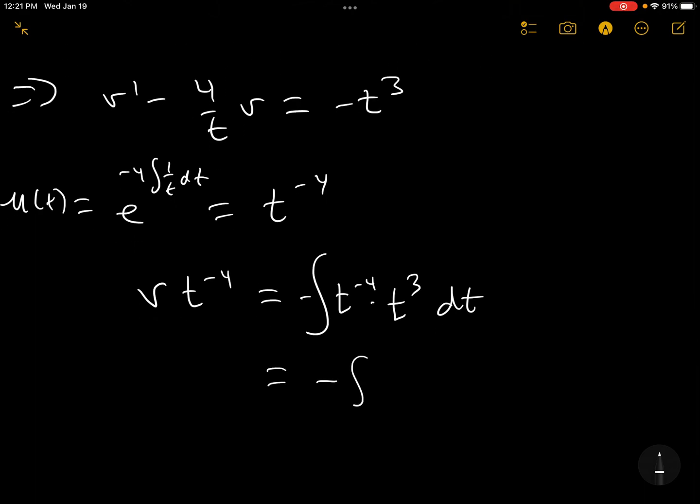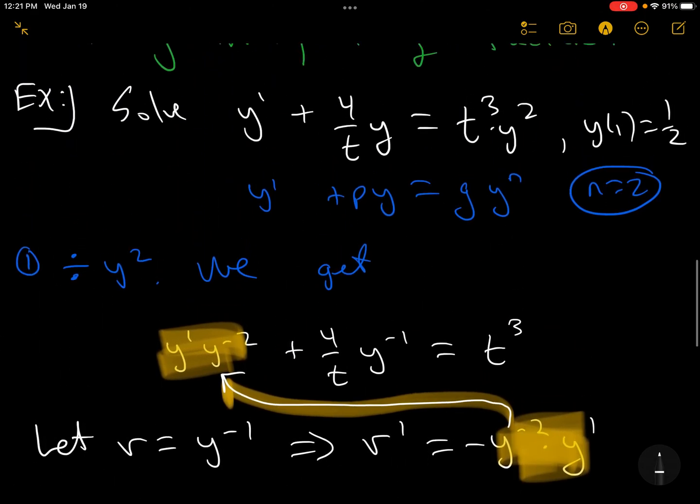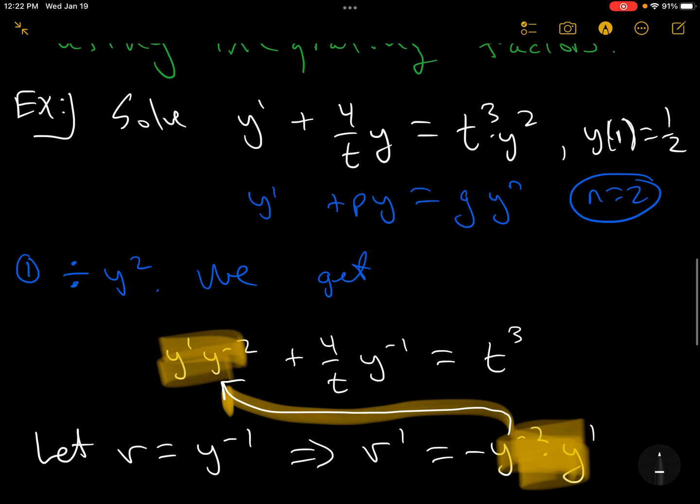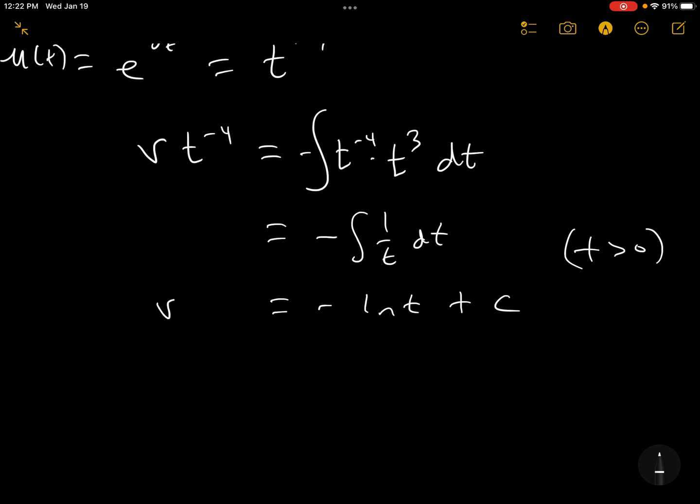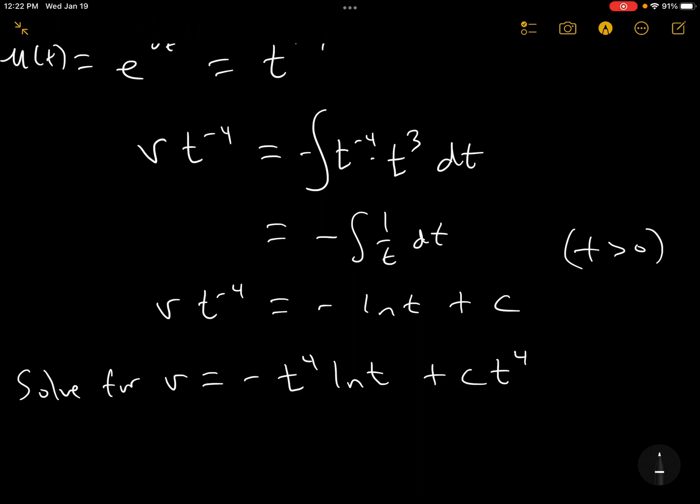which is equal to minus the integral of 1 over t dt, which is minus the ln of t plus a constant. We can assume that t is positive because our initial condition has t being positive. Okay, now solve for v. And this is minus t to the fourth ln of t plus c t to the fourth.